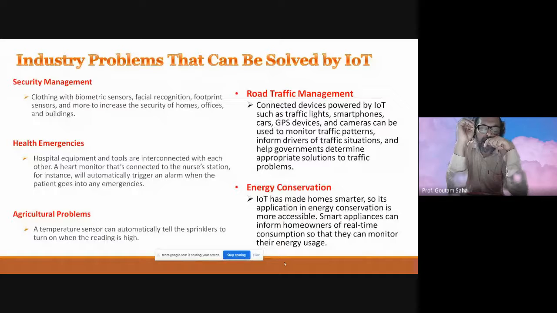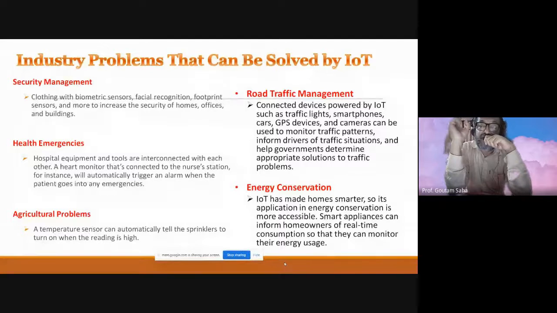So what is the solution? The solution is sprinkling water, what Israel is doing: sprinkler agriculture, water agriculture. That means there will be sensors on the soil. When you find that the soil humidity level is very low, the sprinkling will start, and so with a smaller amount of water you can get a good crop.